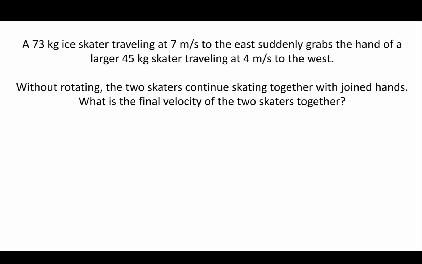You have a 73 kilogram ice skater traveling at 7 meters per second to the east, who suddenly grabs the hand of a larger 45 kilogram skater traveling at 4 meters per second to the west. The fact that they're larger physically doesn't matter because they don't weigh as much. It's not important. Without rotating, the two skaters continue skating together with joined hands. What is the final velocity of the two skaters together? Without rotating is just to make it technically so there's no angular momentum. Don't worry about it.